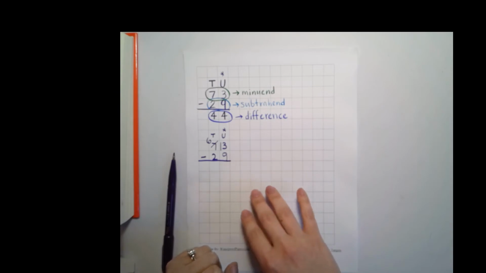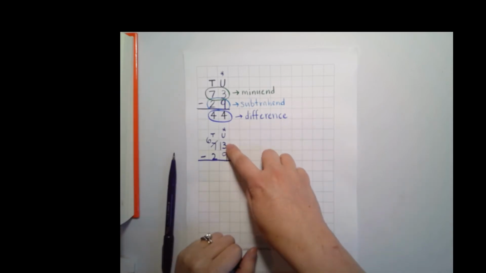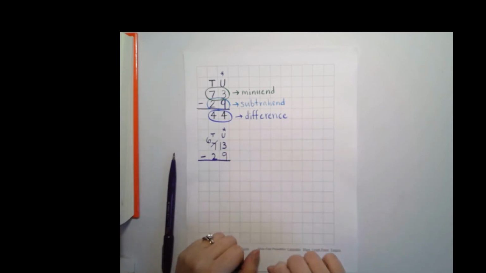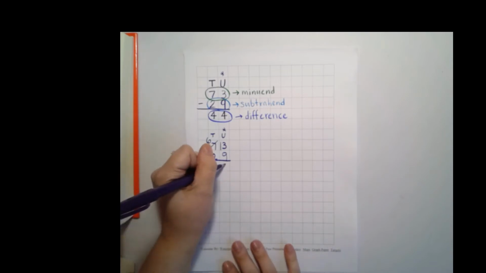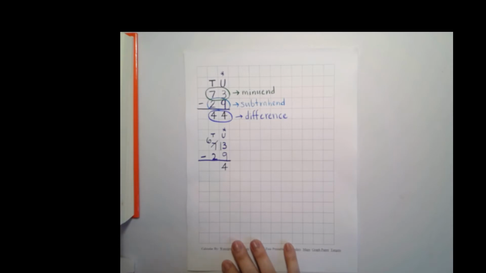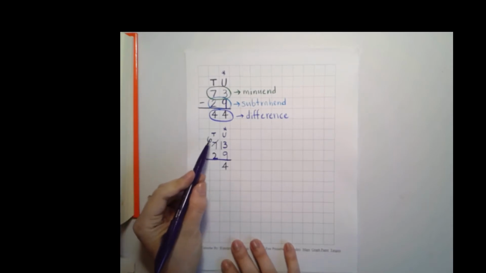So you can do it either way. Or you can use your math facts: 13 take away 9 is 4. I'm going to go ahead and write that. 4.